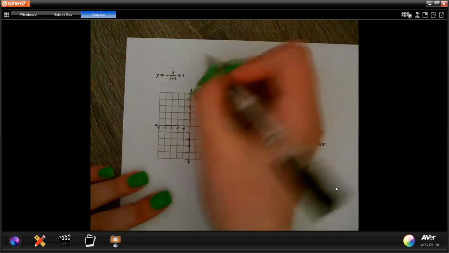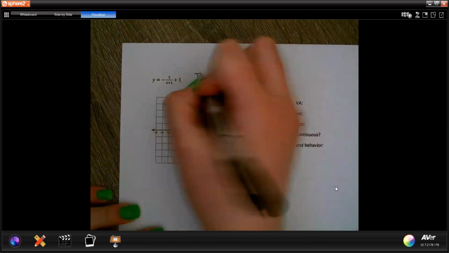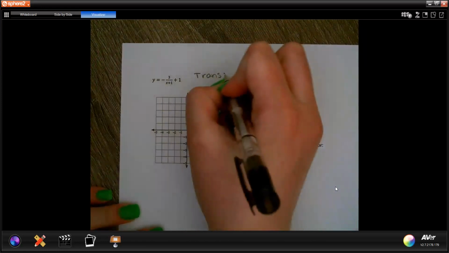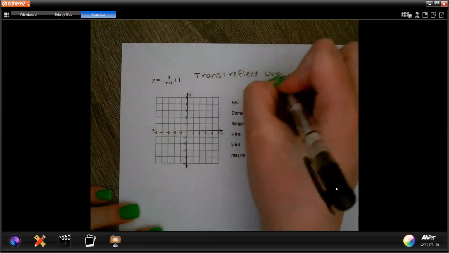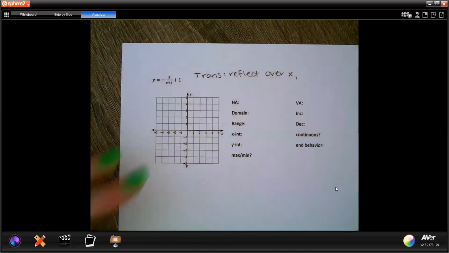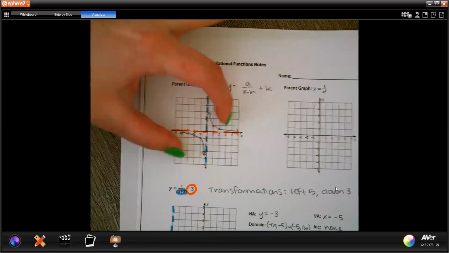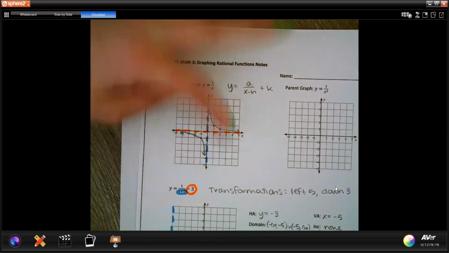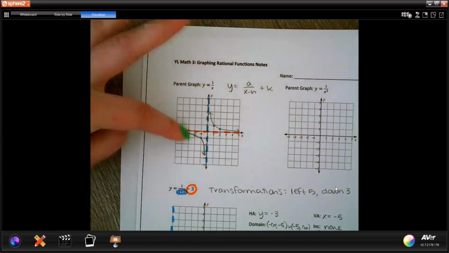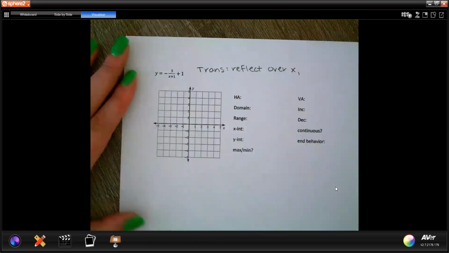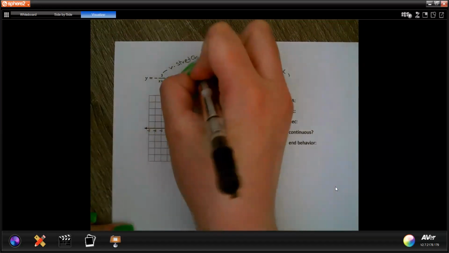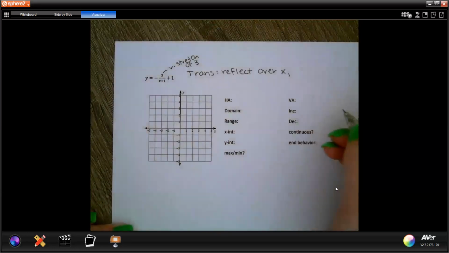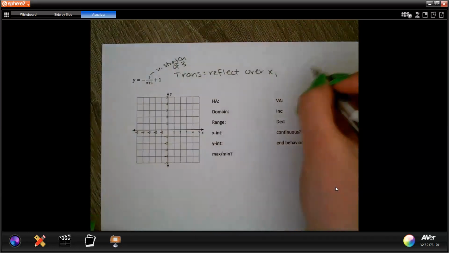Okay, transformations. We have a negative in the front, which tells us that this graph has been reflected over the x-axis, which means that instead of the two curves being in these two corners, they will reflect. So this one will be in this corner, this one will be in that corner, so they'll be in opposite corners. There's a 3 on the top, which is actually a vertical stretch of 3. So it's a 3 on top instead of a 1 on top. That's how you can tell it's a vertical stretch.